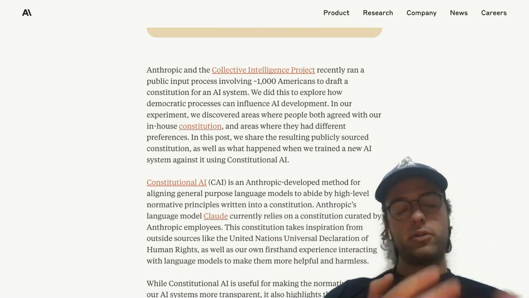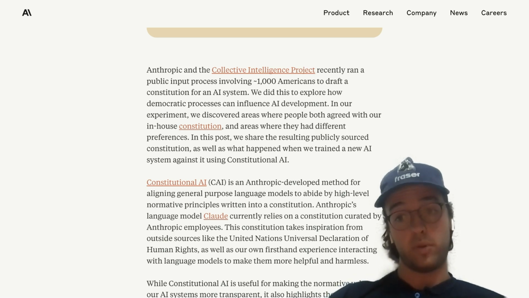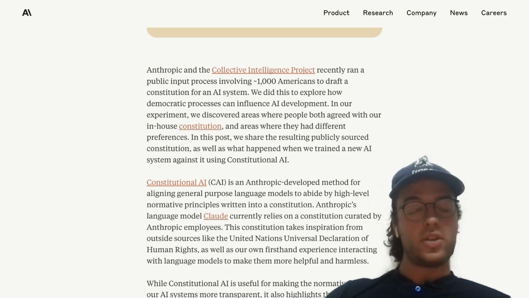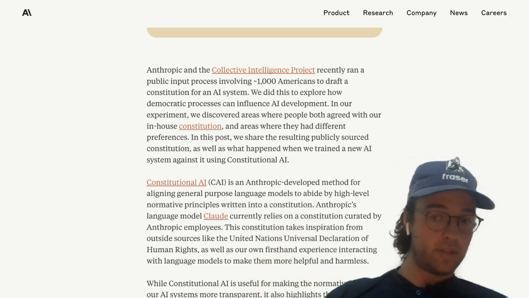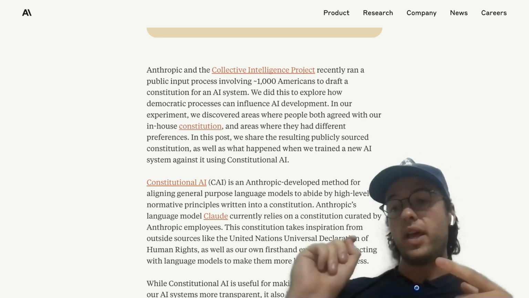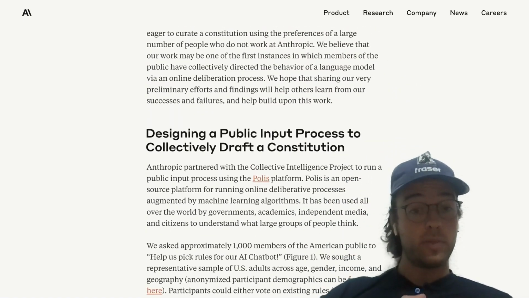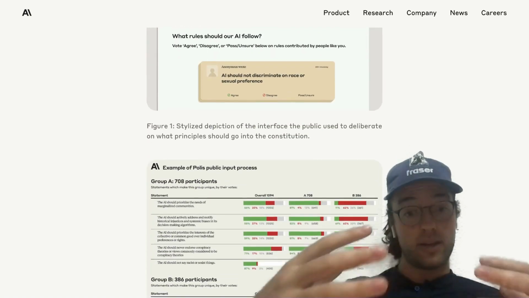Claude and Claude V2, Anthropic's language models, rely on constitutions created by Anthropic employees. The constitution takes inspiration from plenty of outside sources, like the United Nations Universal Declaration of Human Rights, with the goal to make them more helpful and harmless. In short, the goal is to make AI more ethical and more transparent by creating a constitution and training the model to abide by that constitution.